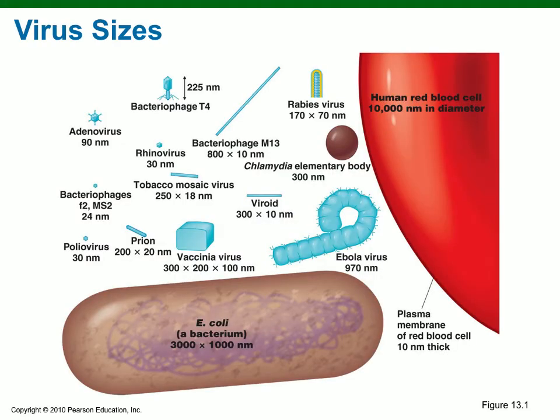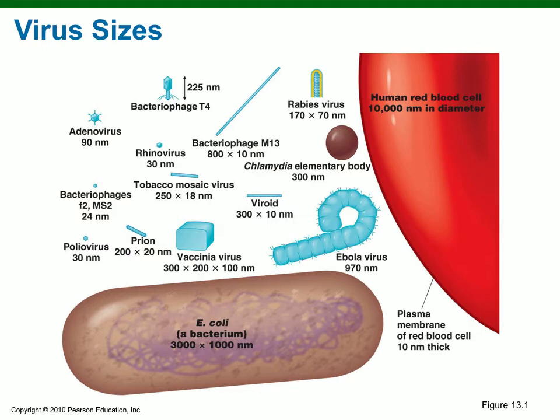I like this one better. This picture comes from a different textbook, and here it shows a human red blood cell, one of our smaller cells, which is 10 micrometers in diameter. And then it shows a bacterial cell, which is 3 micrometers long and 1 across. And then it shows some viruses, common viruses like adenoviruses or rabies viruses or vaccinia. Vaccinia is actually a big virus. They're much, much smaller than a cell.